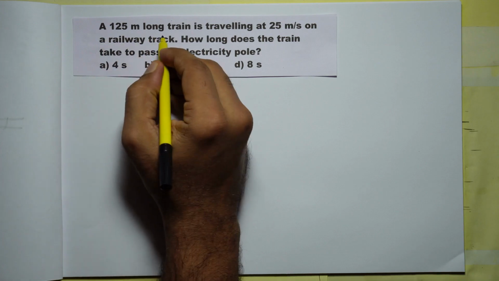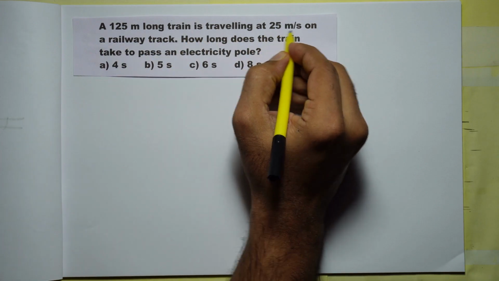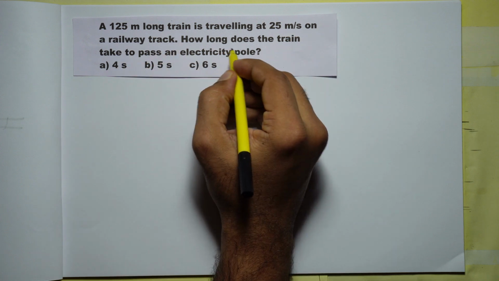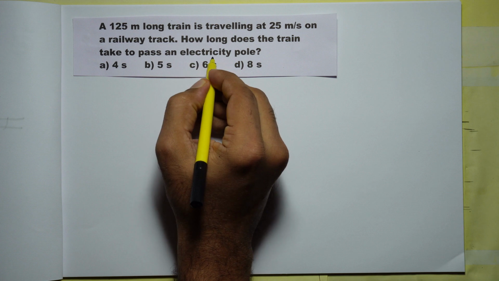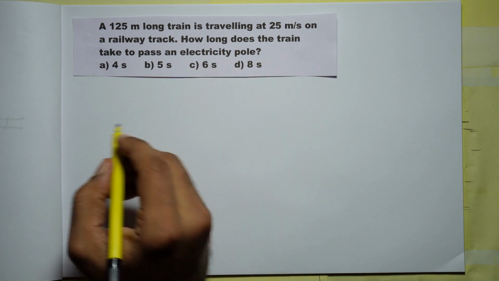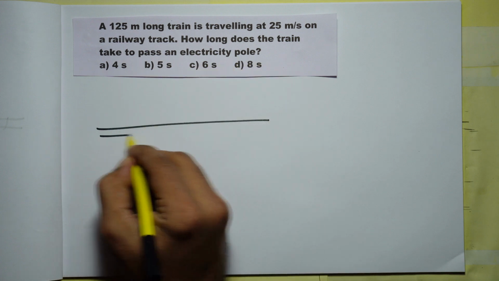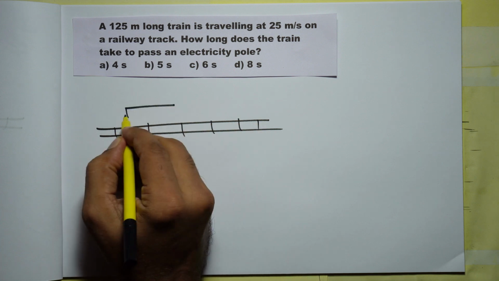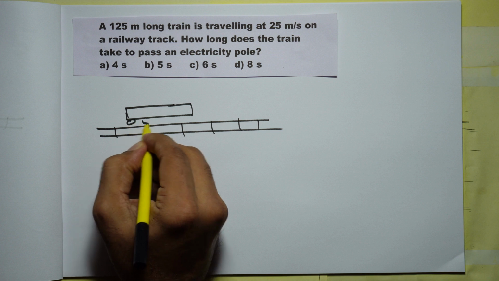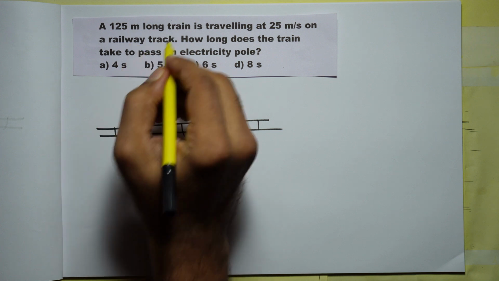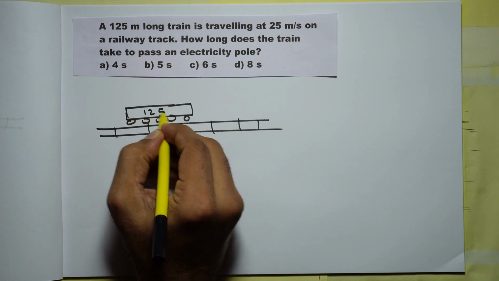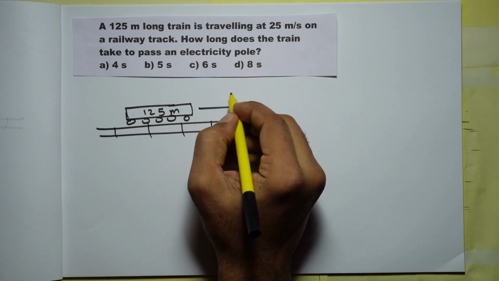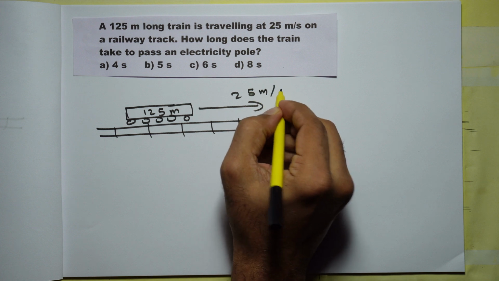A 125-meter long train is traveling at 25 meters per second on a railway track. How long does the train take to pass an electricity pole? So I'll draw the railway track like this, and you have the train like this, and this train is 125 meters long and it is moving in this direction at 25 meters per second.